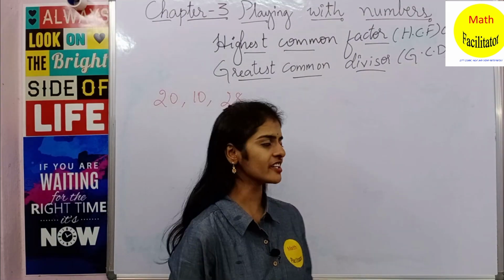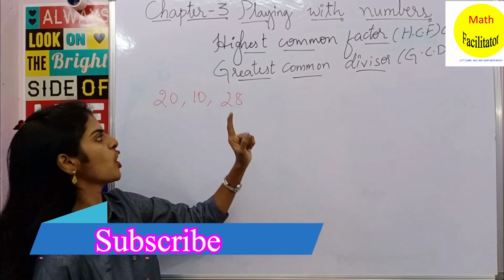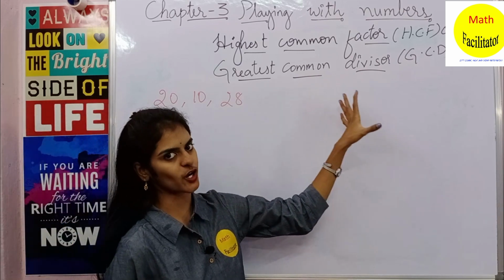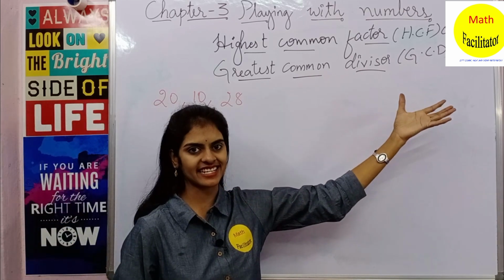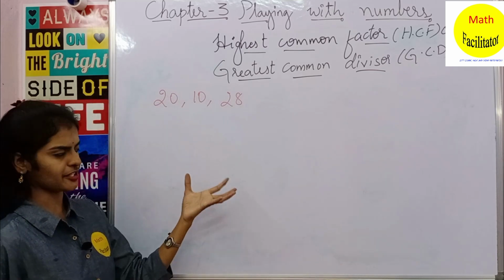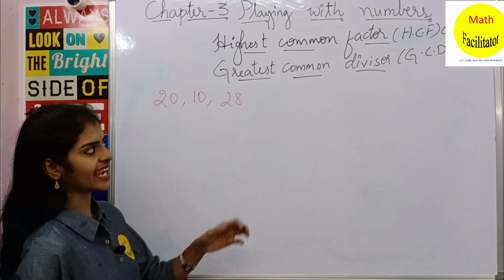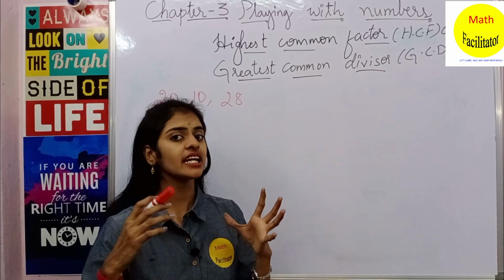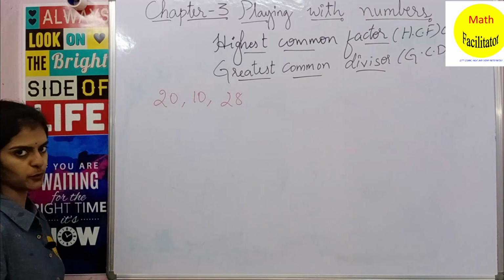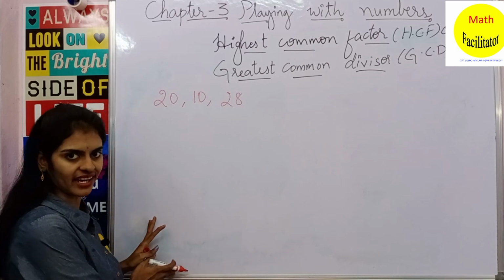Now let us talk about highest common factor, nothing but HCF, also called greatest common divisor, which is GCD. If 2 or more numbers are given to you in this way, I have taken 3 numbers, and you want to find the highest common factor or greatest common divisor, what do you do? You first write the factors of each of the numbers and find the common factors.